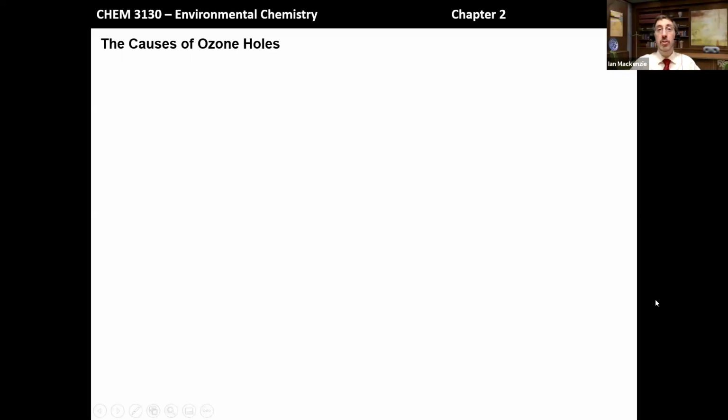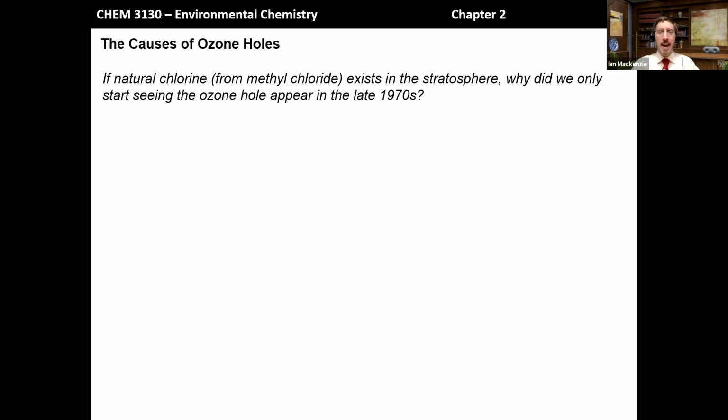So if you've been paying close attention in the first couple chapters, you might have a question at this point in the lectures. And that question might look something like this. If natural chlorine already existed in the stratosphere because of natural emissions of methyl chloride from the oceans, why did we only start seeing the ozone hole appear in the late 1970s?